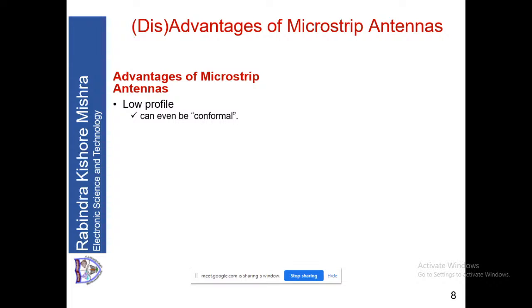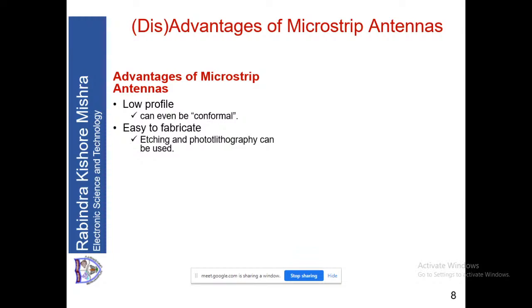One is low profile, which means its size is small. So in all directions, its size is small compared to any other antenna. Since it has low profile and the substrates are usually flexible, this can be conformal, which means it can conform to any surface. So on any surface we can put this antenna.